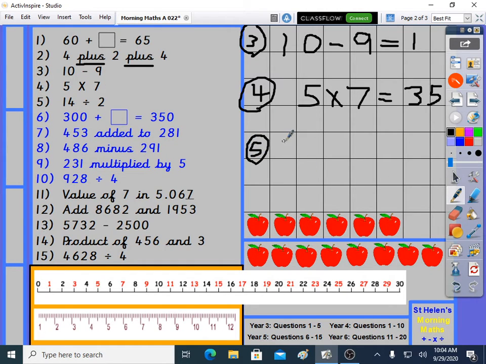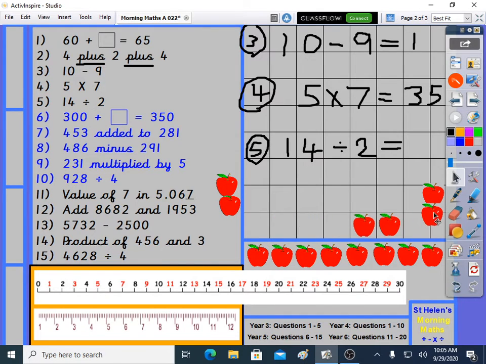14 divided by 2. That's what the apples are for. 14 divided by 2. So I've got 14 apples. It won't work if I haven't. So let's check. 1, 2, 3, 4, 5, 6, 7, 8, 9, 10, 11, 12, 13, 14. I'm sharing them between 2. Dividing them by 2. One over here, one over here. You know how sharing works. I'm sharing them out equally into 2 groups.